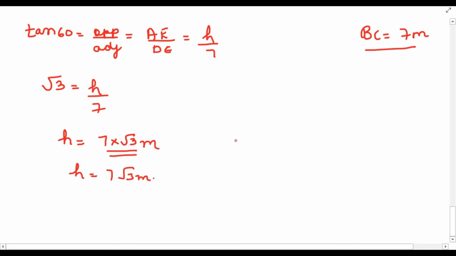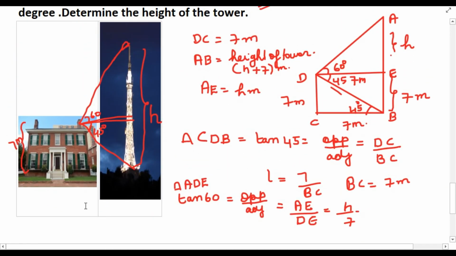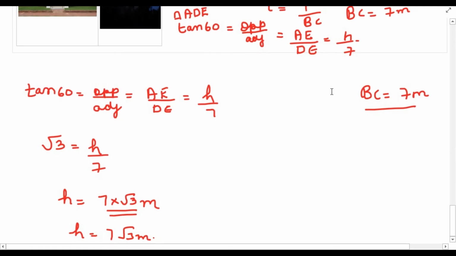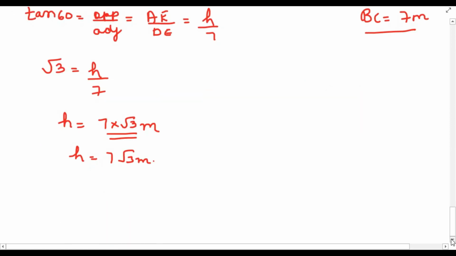But we know the height of the tower is 7 plus this h. So the total height of the tower we have taken as 7 plus h. We got the value of h as 7 root 3. Total height is 7 plus h. So 7 plus 7 root 3 we need to do. So the height of the tower is 7 plus 7 root 3, or you can write 7 into 1 plus root 3 meters.